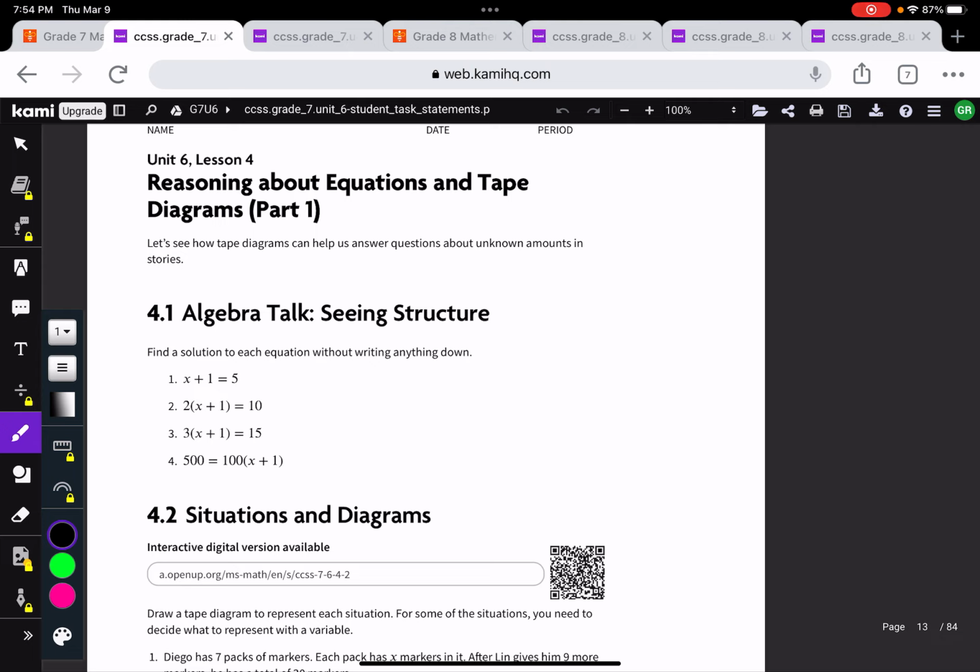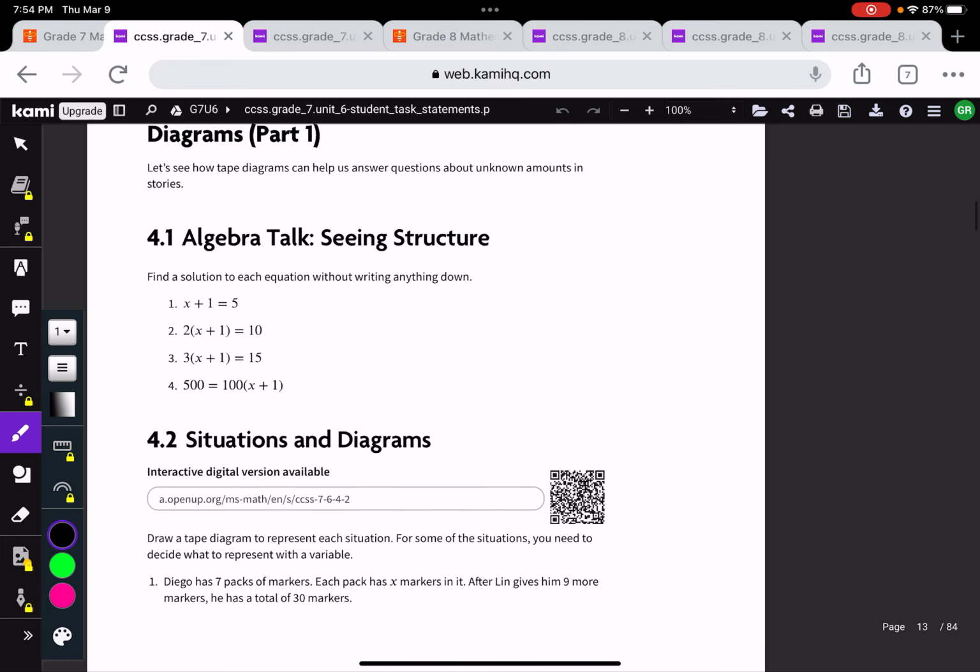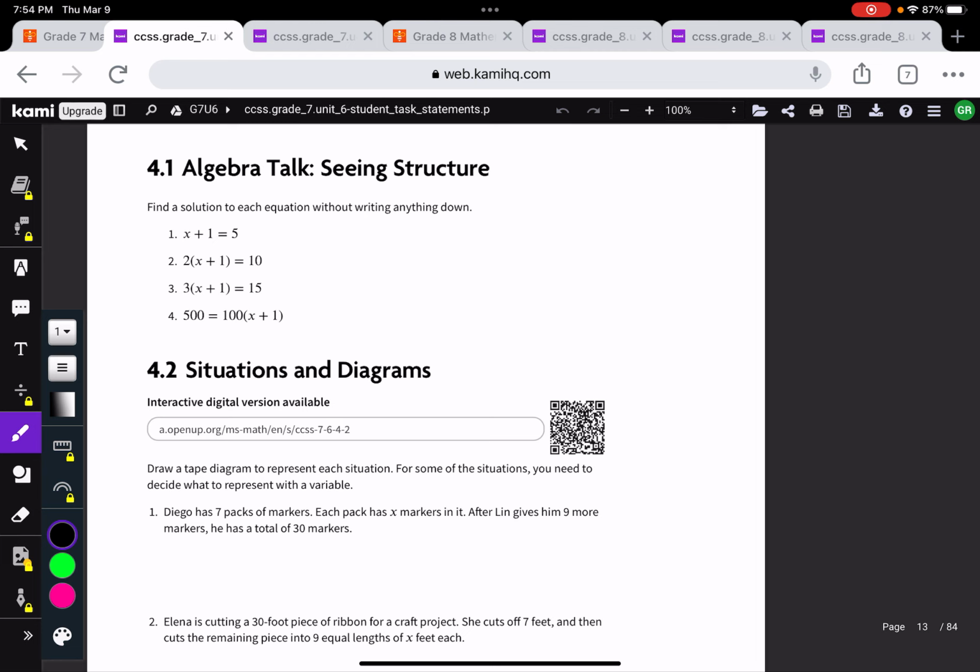As for Part 1, it says, let's see how tape diagrams help us answer questions about unknown amounts and stories. So we've kind of already done that, but let's improve upon it because this is setting the foundation for a huge chunk of 8th grade. That being said, let's rock.